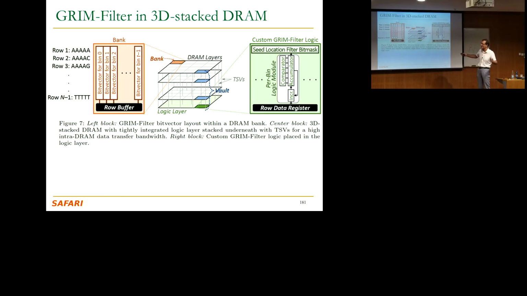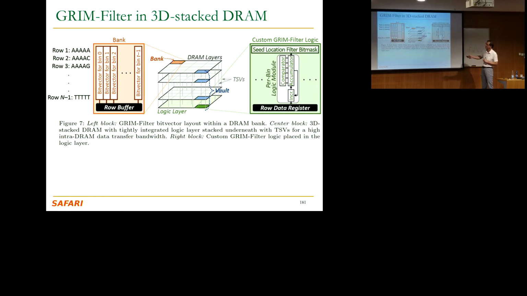And if I wanted to spend more time on it, I would tell you the full thing. But basically, you have these bit vectors for different bins in the genome. And you basically lay them out in a bank. And now you can process many of the bins in the genome in parallel to see if you have a match or not. And the logic is very simple, as you can see. We have a comparator, accumulator, and then incrementer. It's very simple, and that's what's needed in the logic layer.